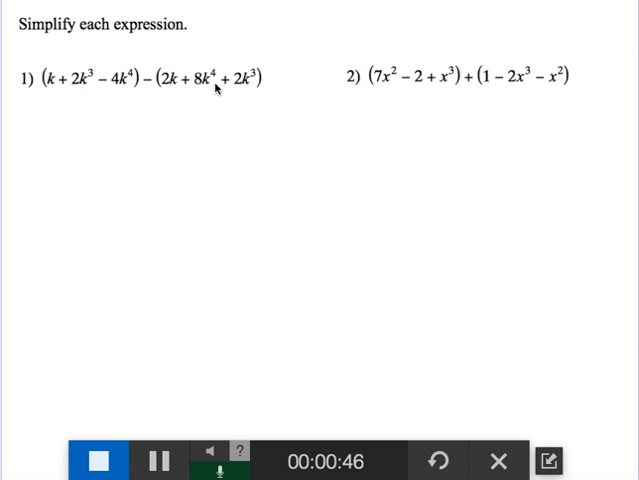All right, these two expressions, they're known as polynomials, and you're going to subtract in the first and add in the second. And all you have to remember to do this is what your like terms are. So if you can remember like terms, it shouldn't be too hard. Like terms are terms that have the same exponent. So for example, you can add k with k, but you can't add k and k cubed or k and k to the fourth. So you would just put your like terms together.